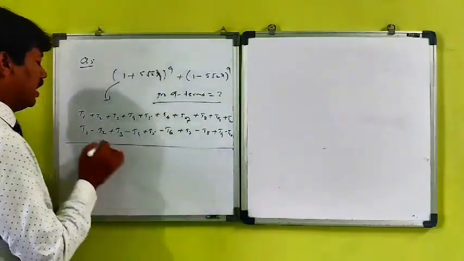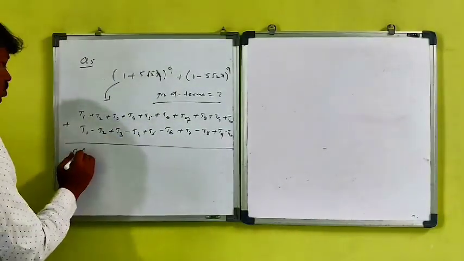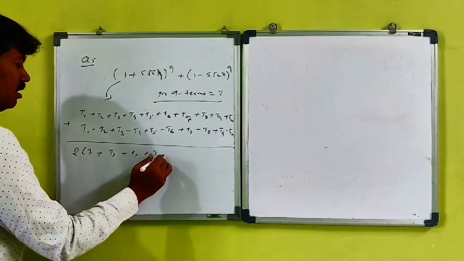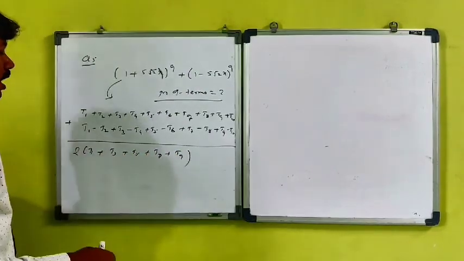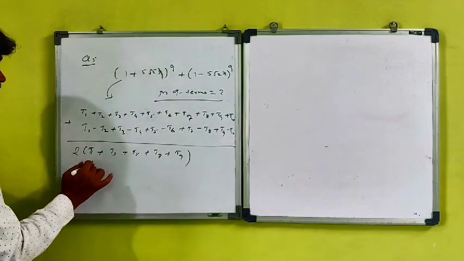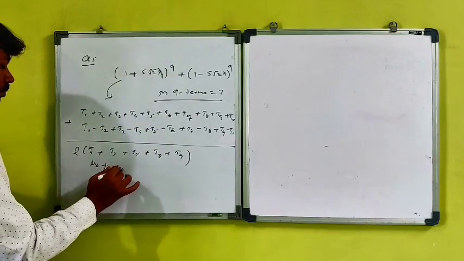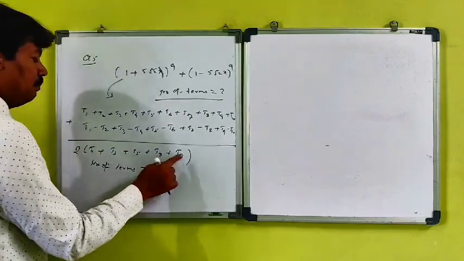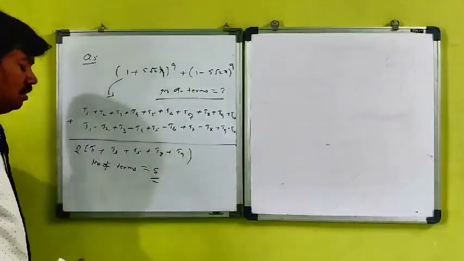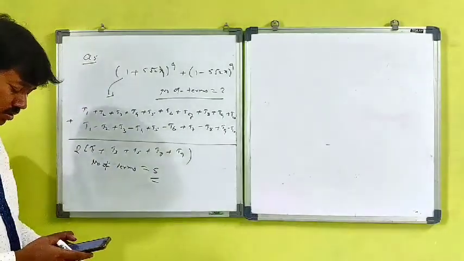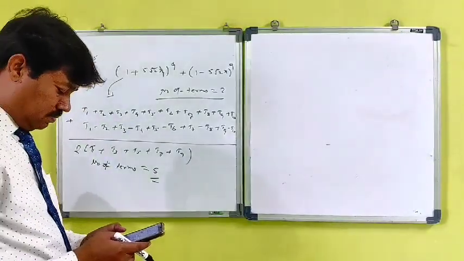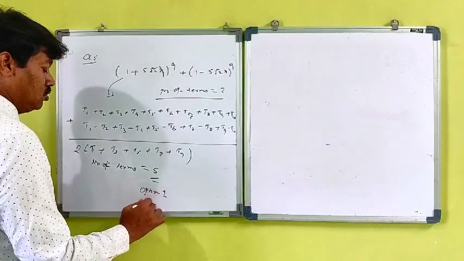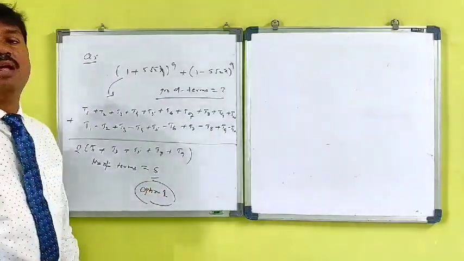And if we add it, so addition will give you what? It is 2 times, so T1 plus T3 plus T5 plus T7 plus T9. And since it is adding, so the number of terms will be how much? The number of terms will be 1, 2, 3, 4, 5. So the right answer is what? So the number of terms remains 5. So the answer is option 1. So option 1 is the correct answer.